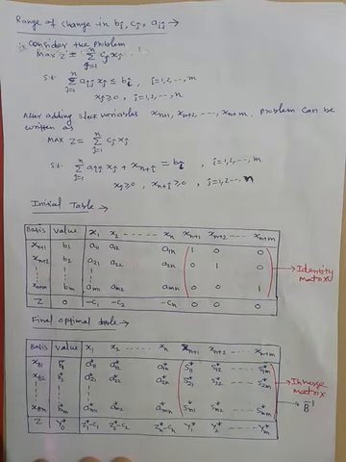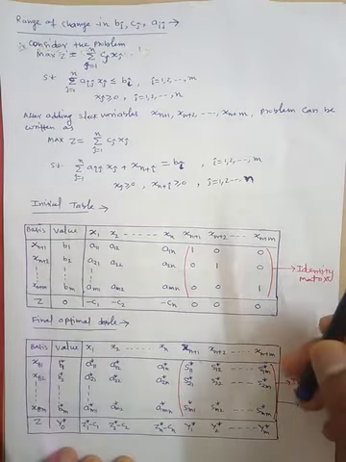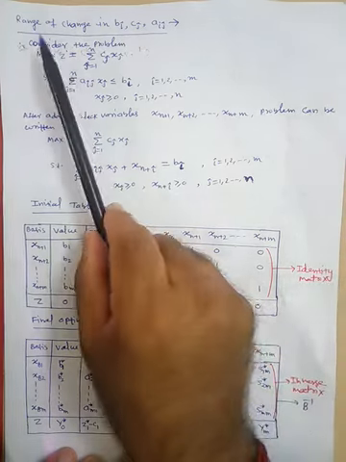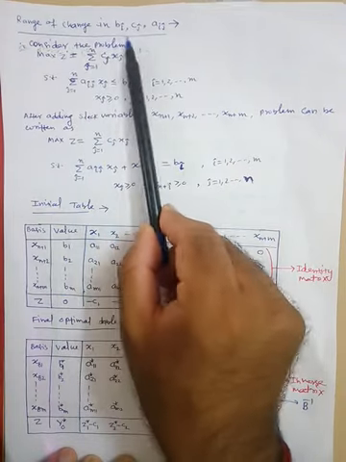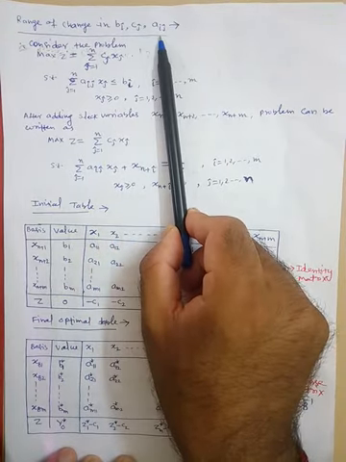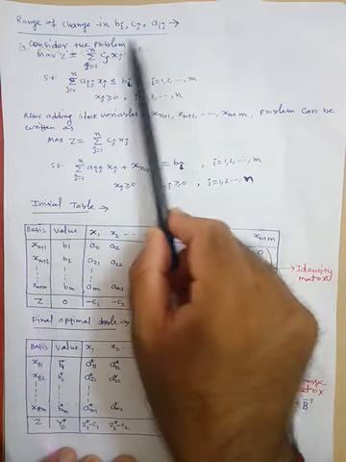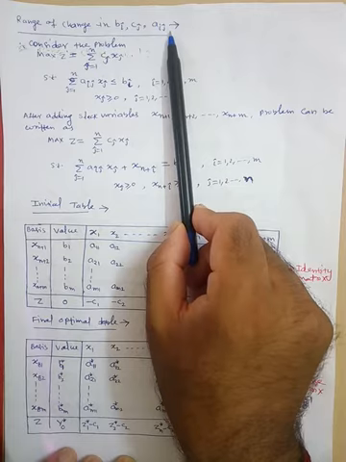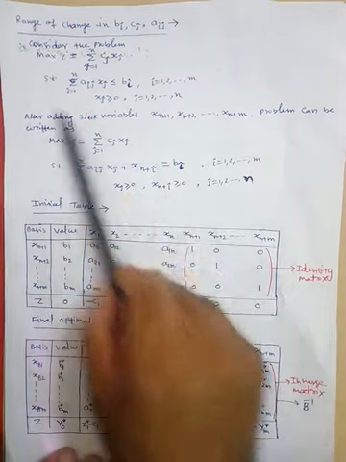Dear students, in this video I am going to discuss the last three cases of sensitivity analysis in which we are finding the range of change in bi, cj and aij. So to find out these ranges for maintaining optimality and feasibility, let us consider this problem.